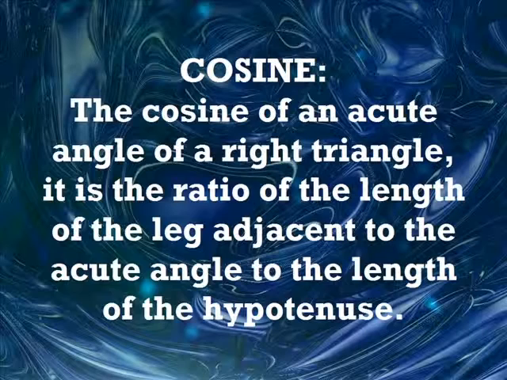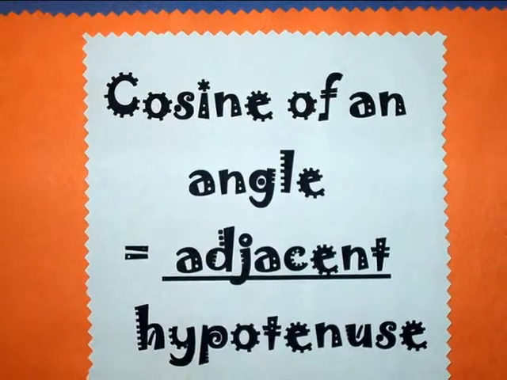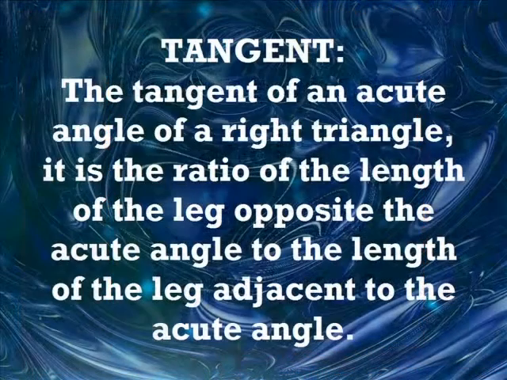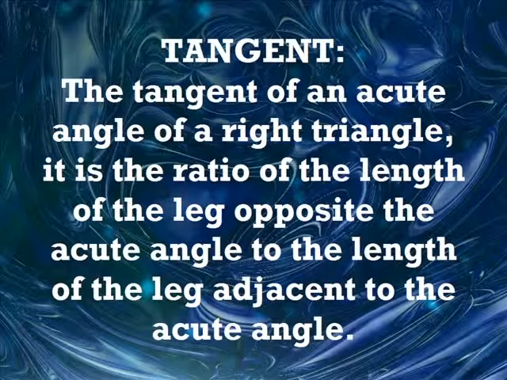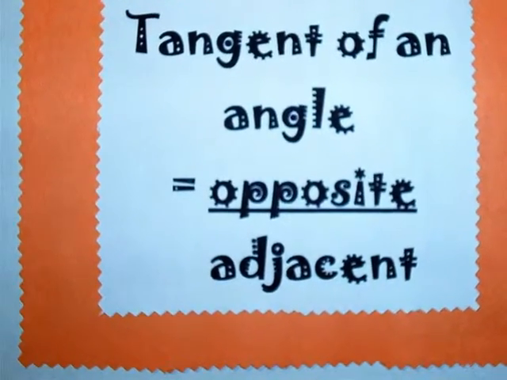The cosine of an acute angle of a right triangle is the ratio of the length of the leg adjacent to the acute angle to the length of the hypotenuse. In other words, adjacent over hypotenuse, or CA. The tangent of an acute angle of a right triangle is the ratio of the length of the leg opposite the acute angle to the length of the leg adjacent to the acute angle. In other words, opposite over adjacent, or ToA.